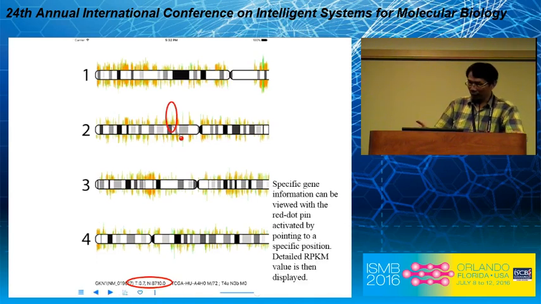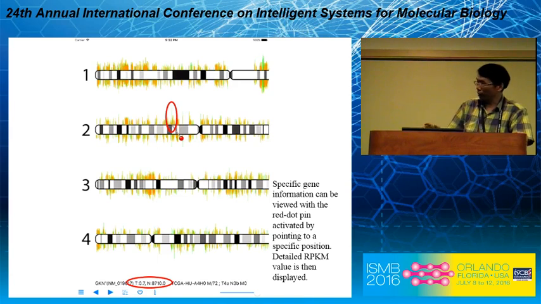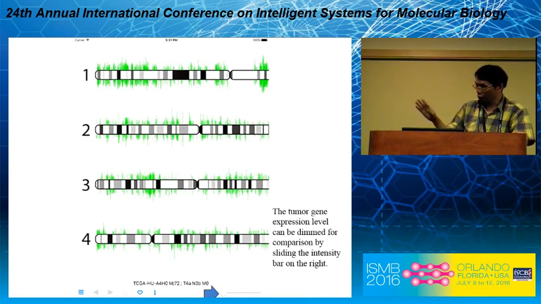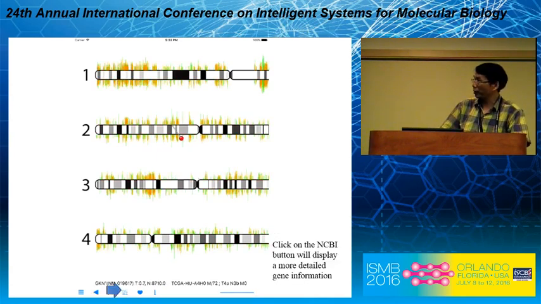You can find the specific region of your interest and point at it, and a red hat pin will show up pointing to which gene you selected. Then you can see the gene name, accession number, and the RPKM or ISMB values. We have a sliding bar on the left, so you can slide and dim the tumor expression, making it easier to compare normal and tumor expressions.